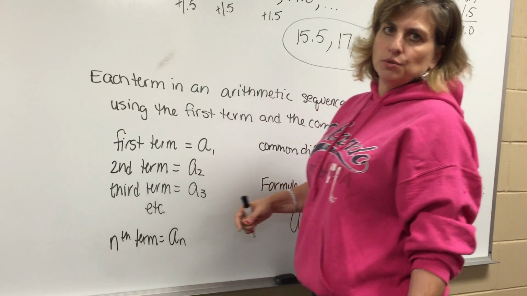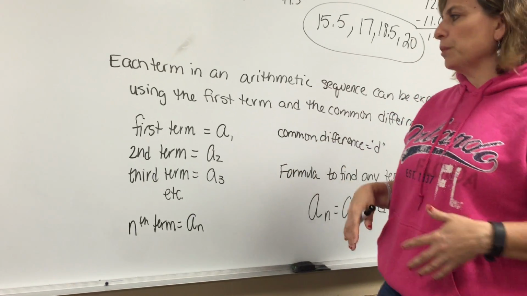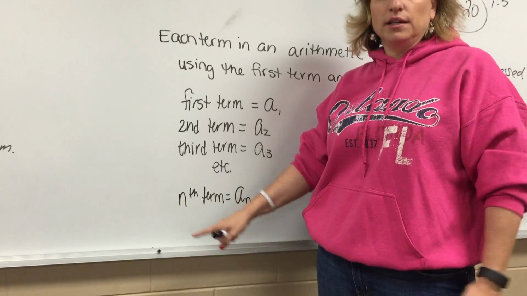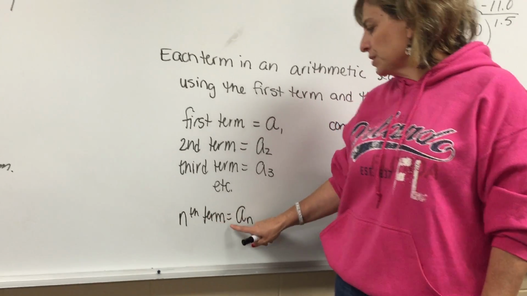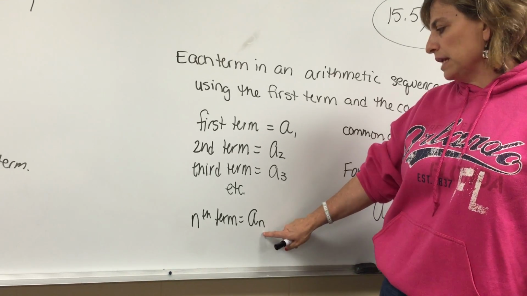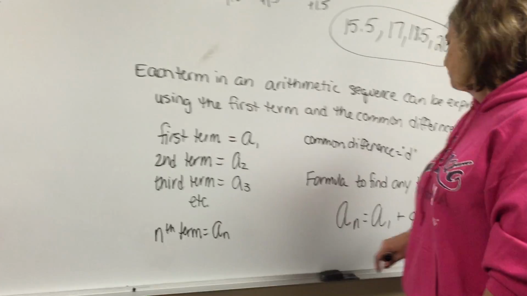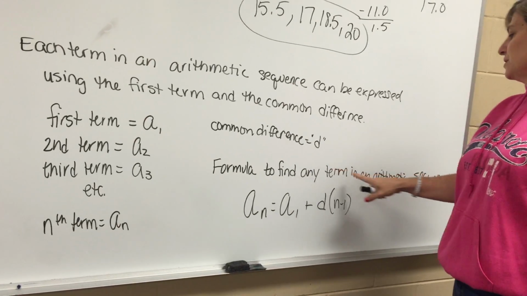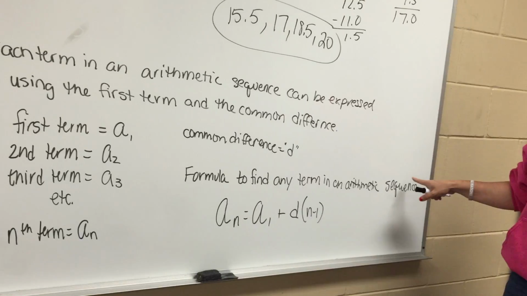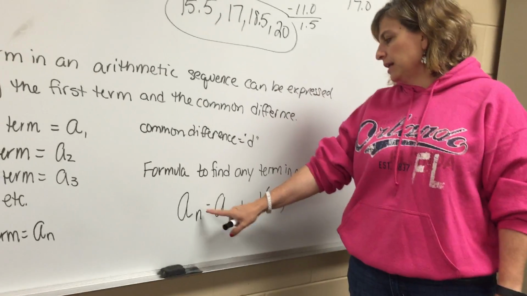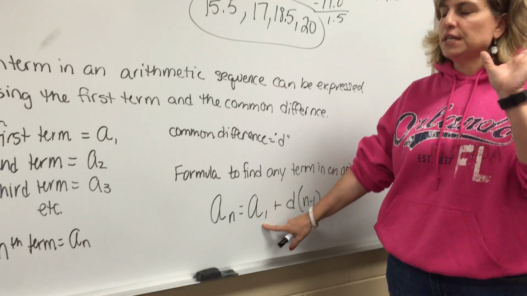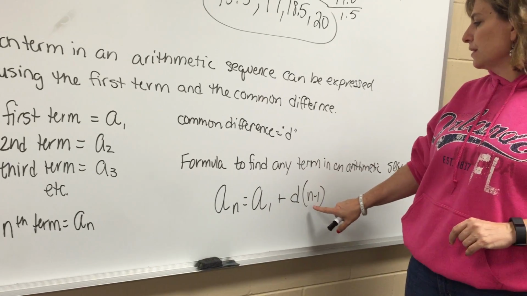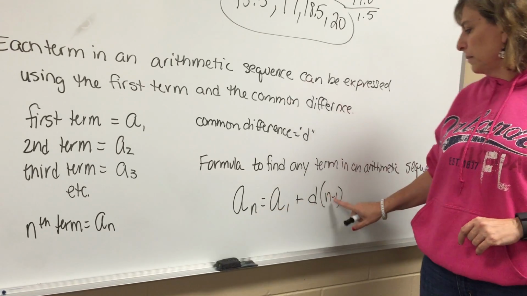Sometimes in math we have to use an unknown. We don't know what the term is going to be, but we want to create a formula when we don't know what the term is going to be. So we use the letter N a lot in math. So we're going to call it the nth term. So that's going to be A sub n. Okay, so An. We know that the common difference is D. So here is the formula to find any term in an arithmetic sequence. A sub n equals the first term. You're always going to take the first term, and then you're going to add D times that n minus 1.